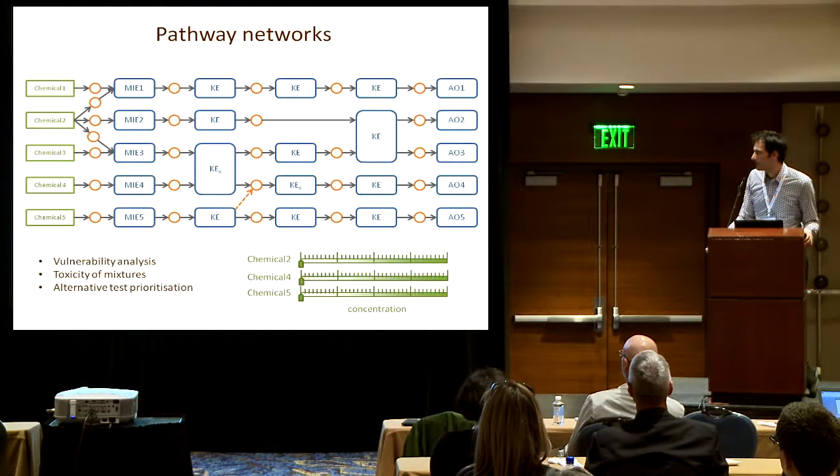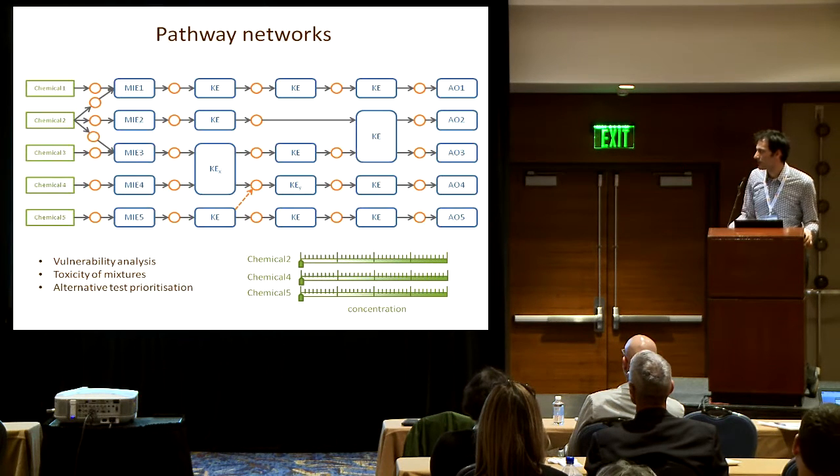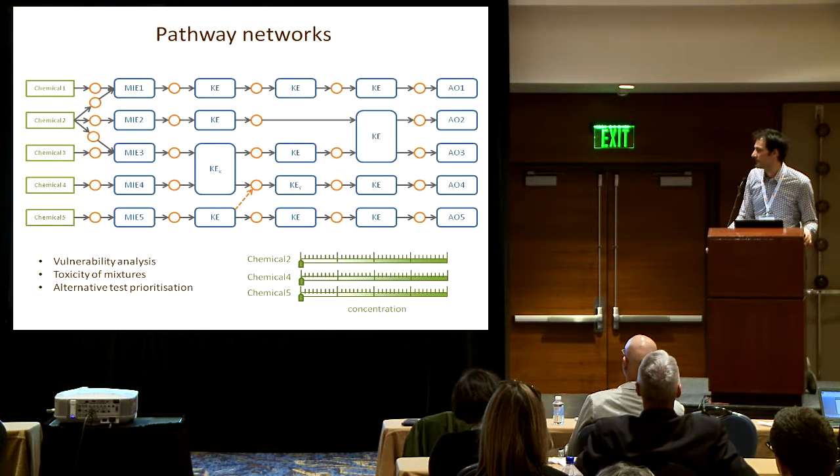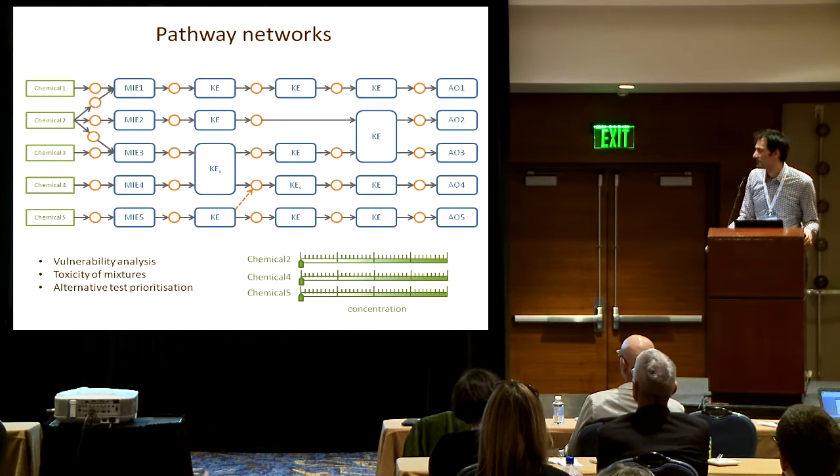And the interesting part of this story is that we can look at this as if those 3 pathways were different organs in a single organism. You can say, well, MIE 3 up to adverse outcome 3, this is the most vulnerable organ of this particular individual species.